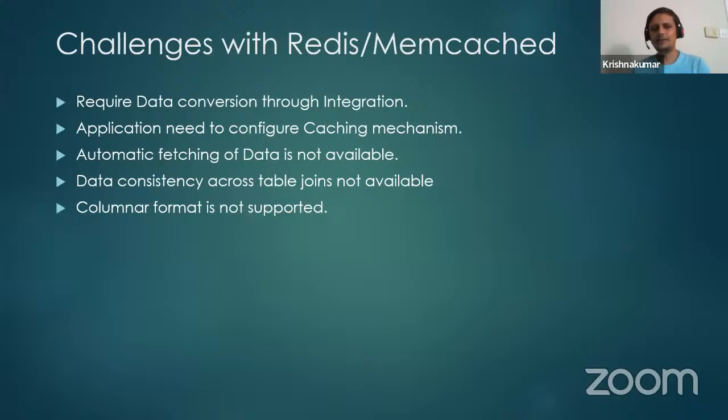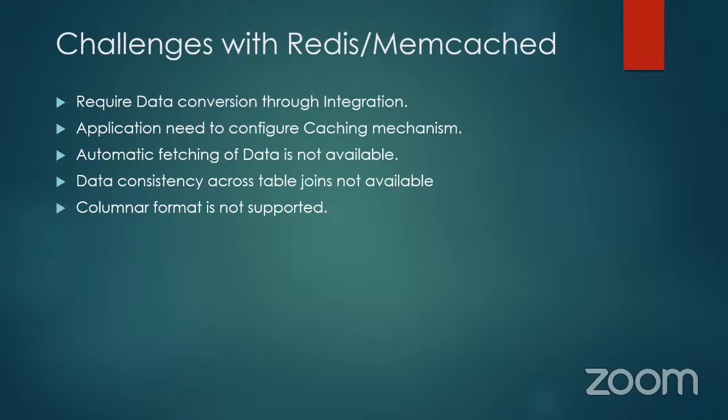And we know the columnar format is much required when we have an in-memory database, or when we are going to boost the performance of the database. We need the columnar format, which is not supported in Redis or Memcache DB, or whatever third-party solution we have right now in the market. So these are the challenges we have when we talk about accessing the data which is available in a remote location.